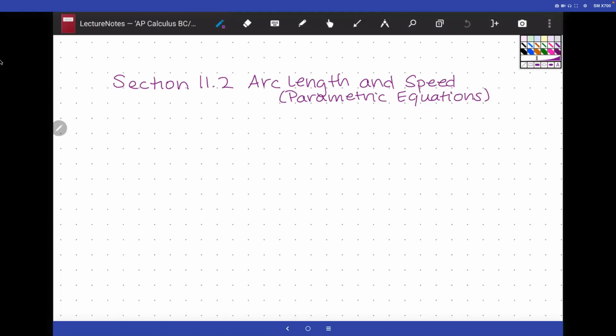So arc length and speed. We've done arc length before, when it's just x, y. So recall. I always hated it when teachers said recall. Recall, what if I don't recall? Does anybody recall the formula for arc length that you learned previously? There's no R. I think you might be thinking of surface area.